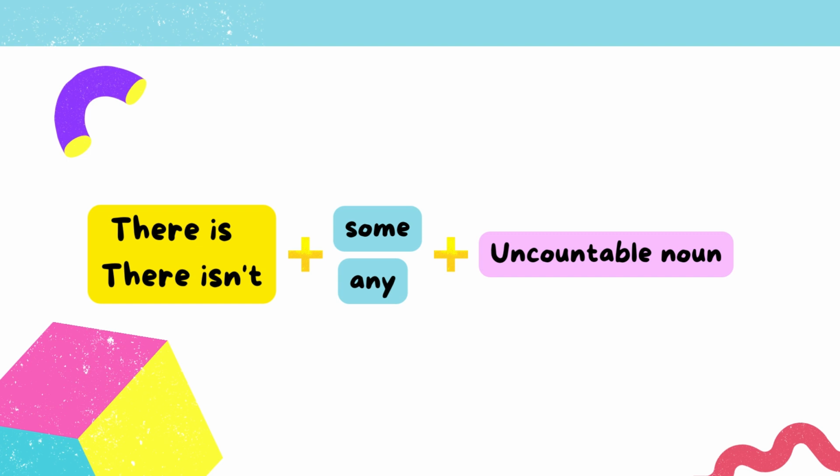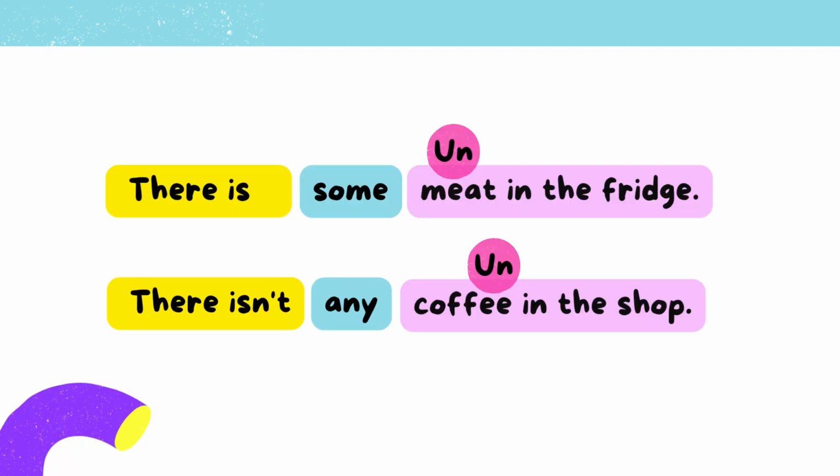There is, plus some, plus uncountable noun. There isn't, plus any, plus uncountable noun. There is some meat in the fridge. There isn't any coffee in the shop.